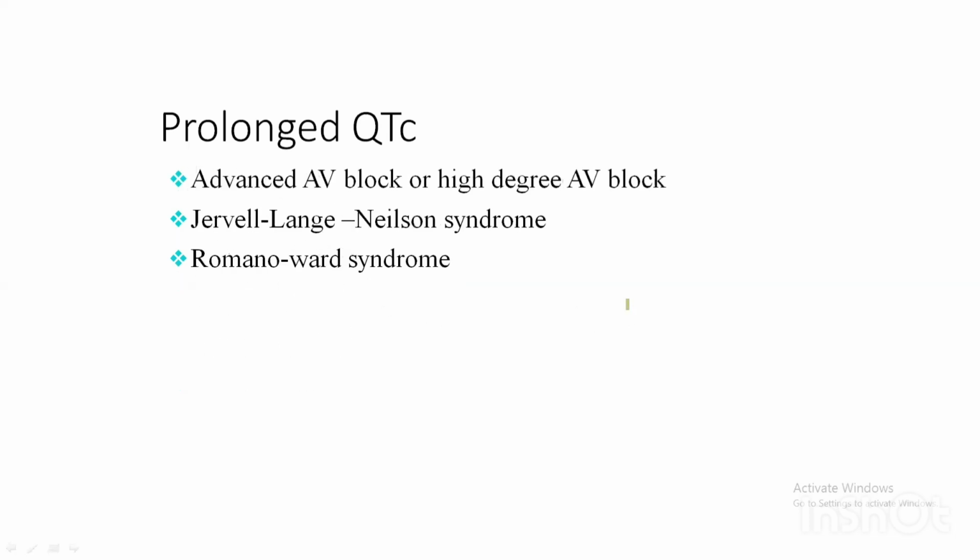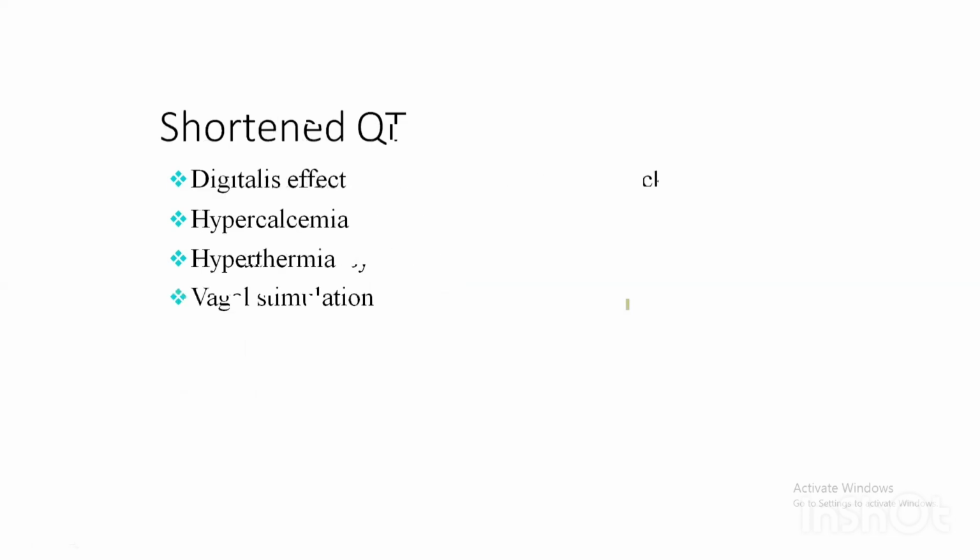So prolonged QTc, corrected QT, can occur with advanced AV block or high degree AV block, and there are some congenital syndromes where it can also occur. Two of them should be remembered. One is Jervell and Lange-Nielsen syndrome, and another is Romano-Ward syndrome.